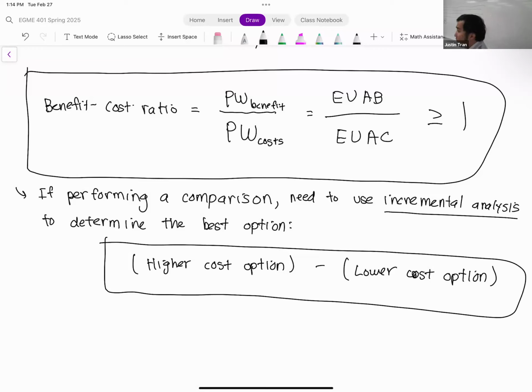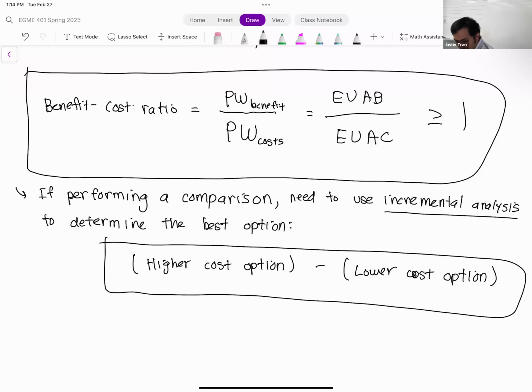So you're going to do that for the benefits. And so you're going to take all the benefits from the higher cost option, subtract the benefits of the lower cost option. You're going to take all the costs of the higher cost option, minus the cost of the lower cost option, and then take the ratio from there. Okay.